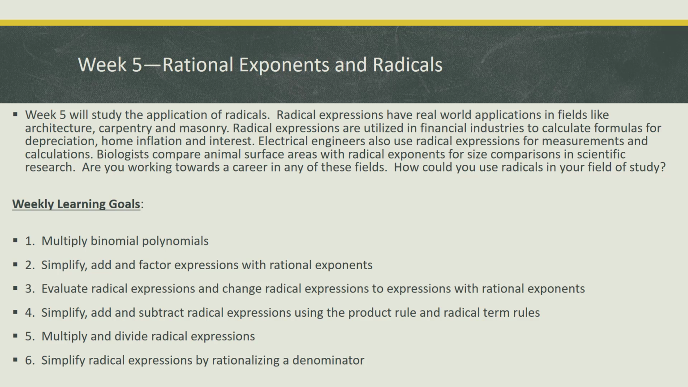There are going to be some terms that have a rational exponent. We need to figure out how to work back and forth between that rational exponent and its radical expression. So we will learn to do that so that we can look at product rules and radical term rules so that we can simplify, multiply, and divide those expressions. We will end the week by learning how to do what we call rationalizing a denominator, which means we have a radical in the denominator of a fraction, and we will figure out how to get it out of that denominator.